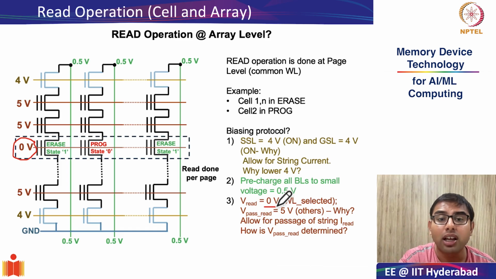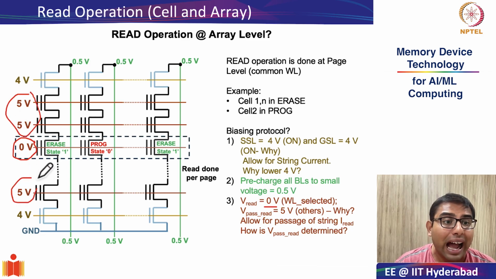So in between that is 0 volts. That is what you apply at the terminal of the control gate. However, you have to understand that you cannot leave the other word lines floating. You have to apply a small bias at the other word lines to facilitate this small read current to flow through this string.